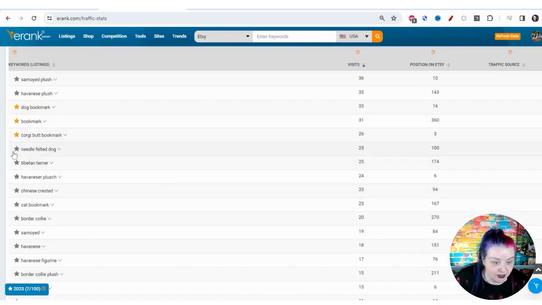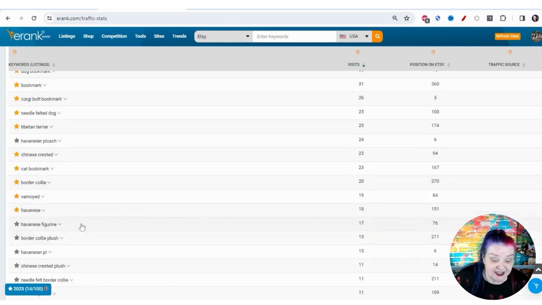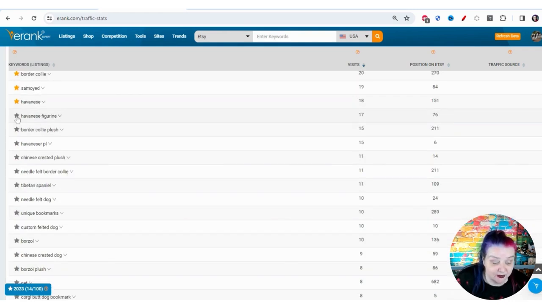They've worked for me. I don't need to take typos. That's fine. And it's a typo of plush. So I've got some dog breeds, cat bookmark. These are all relevant for me. I can save up to 100 keywords. So again, don't want that. Don't want that. Don't want plush. Needle felt border collie. Yes, these are all things that work for me.